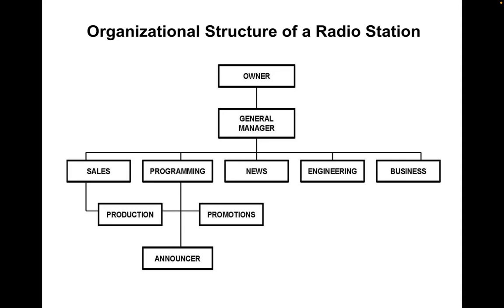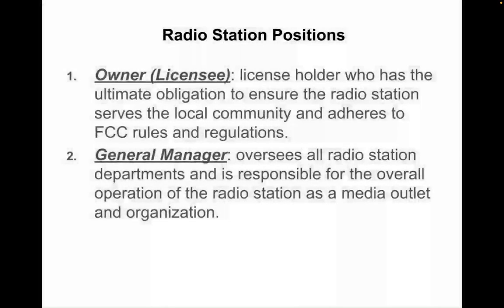Every radio station has an owner or licensee at the top of the tree in the form of a governing board or private corporate entity, which hires a general manager to be in charge of the various operating departments of a radio station, including sales, programming, news, engineering, and business. The production and promotion departments fall under the sales and programming branches, while you, the announcer, are part of the programming division. How is each position defined?